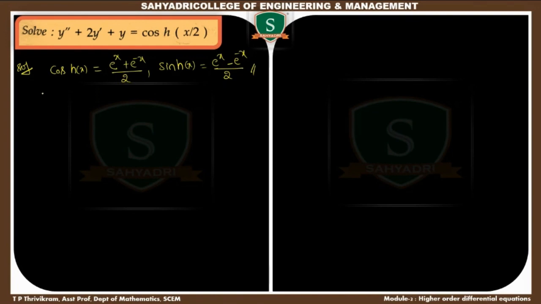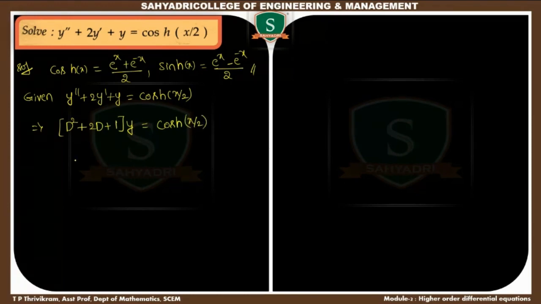Okay, so given y double dash plus 2y dash plus y is equal to cosh of x by 2. Write this in operator notation. y double dash means second derivative, which can be written as D square, plus 2D. So what is the coefficient of y here? 1. So (D square plus 2D plus 1) y is equal to cosh x by 2.